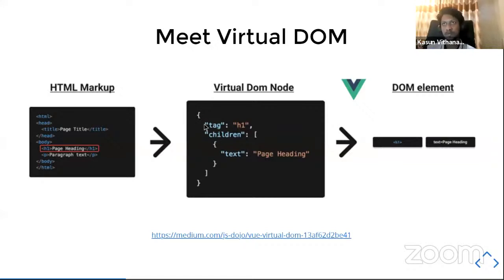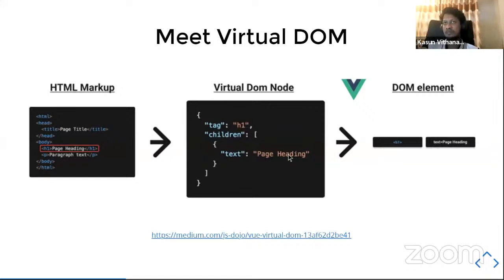So we have two properties. We have tag and children. And in children, we have the property called text, which contains the page heading. So this basically represents the DOM in the JavaScript world. There's a one-to-one mapping between the DOM and your JavaScript world. Basically, accessing the DOM is a really expensive task. Accessing it again and again can lead to performance issues. So Vue.js and React both use virtual DOM to mitigate this.